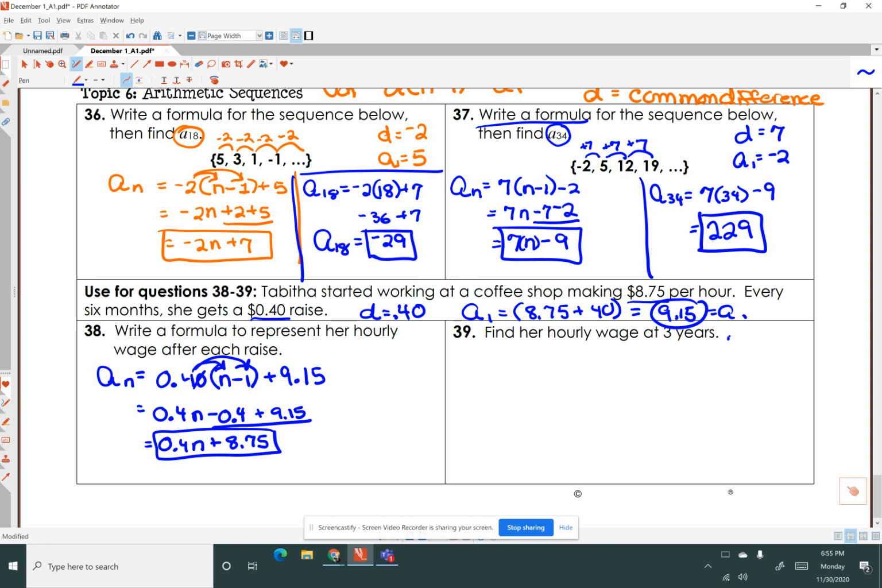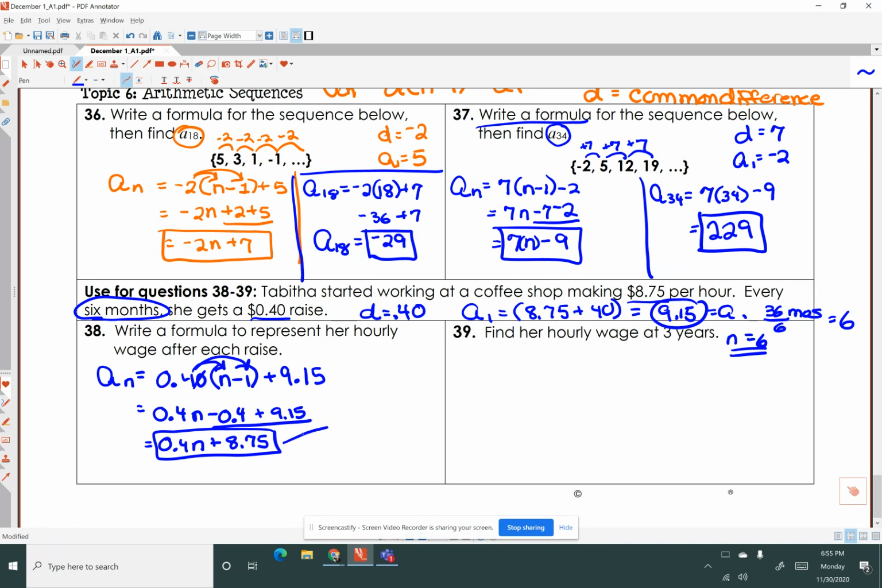Now, find her hourly wage at 3 years. So what's our nth term? 3 years, well, this is every 6 months. So 3 years is 36 months. But the raise comes every 6 months, so you have to divide that by 6. And 36 divided by 6 equals 6. So our n equals 6. Very important. That's the nth term, the 3 years.